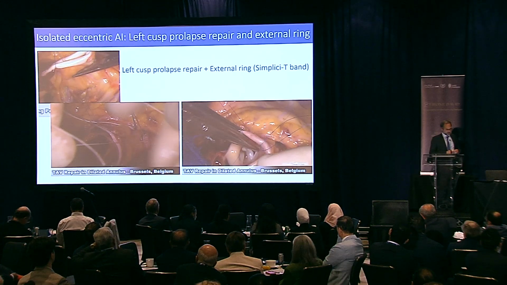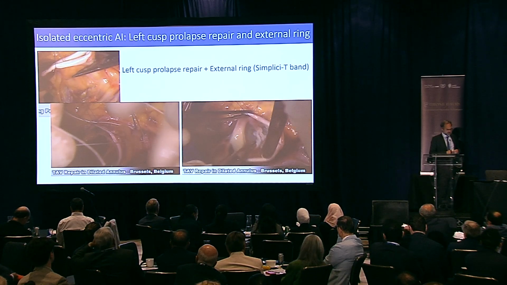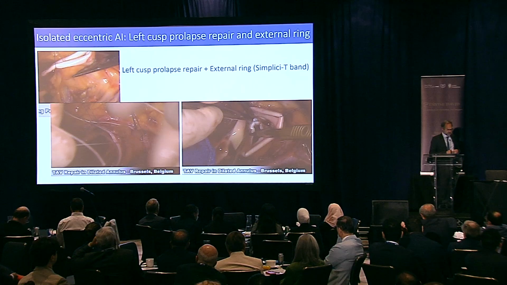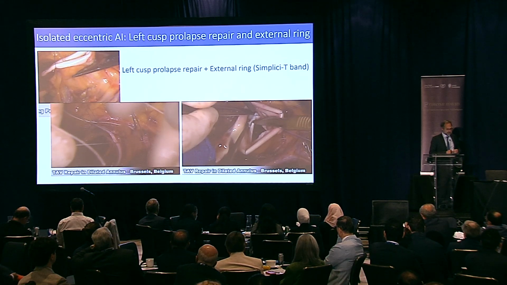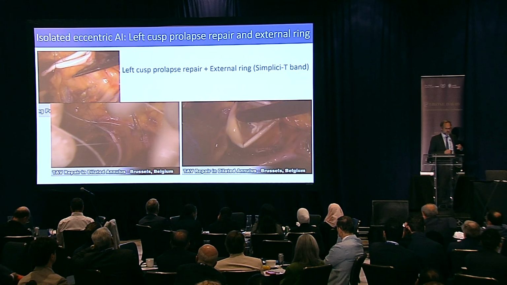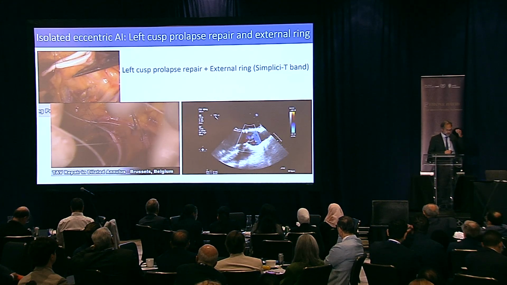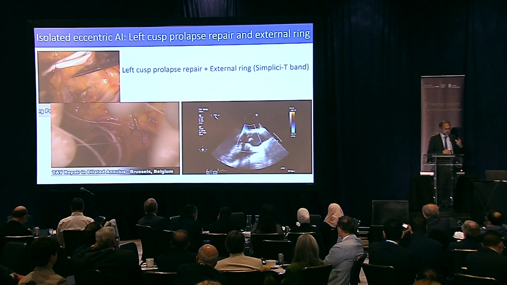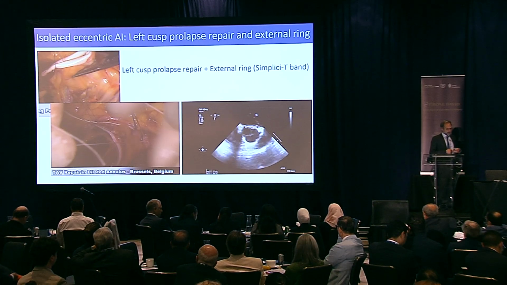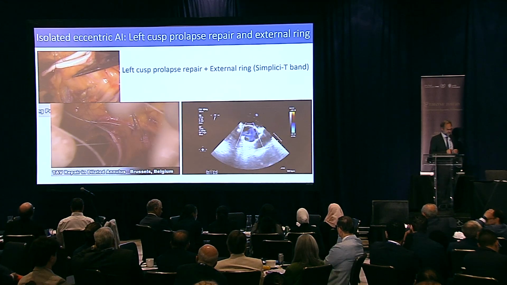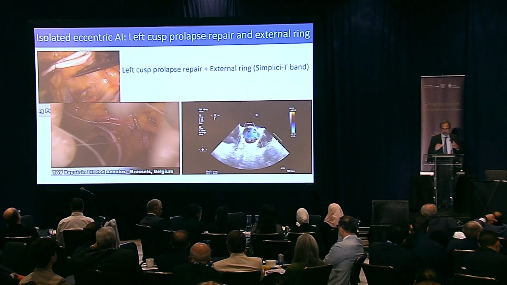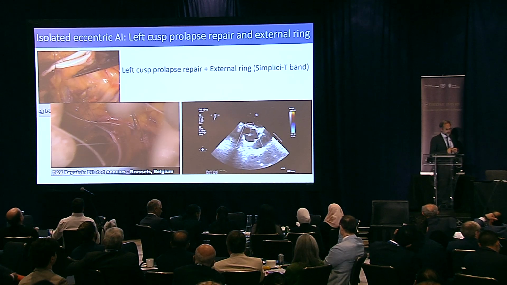And you see how the plication is down on the left cusp, and this is the final result, with some leaflet resection to shave the leaflet, like we showed in the previous presentation, to give you more pliability and probably better coaptation. In a 3-leaflet valve, the center of coaptation needs the 3 leaflets to be very pliable.